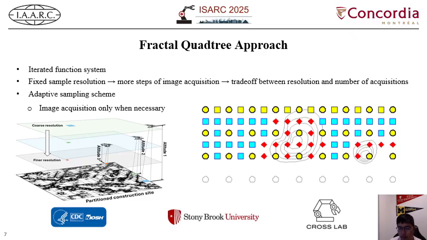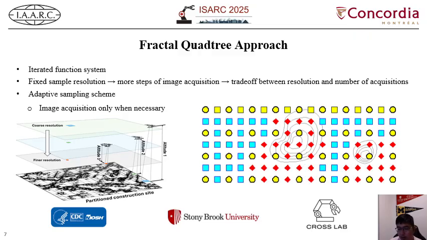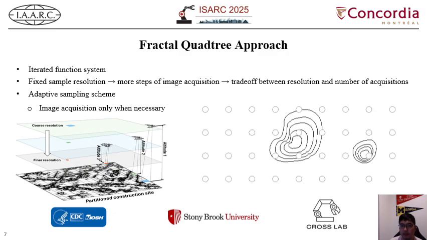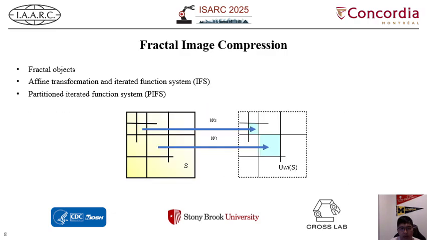Here are some results. As you can see, the more complex the area, the more the drone will scan. We apply a partitioned iterated function system, PIFS, which recursively divides the image into smaller blocks, called quadtrees, only where necessary. This is based on a predefined error threshold and the complexity of the image content.